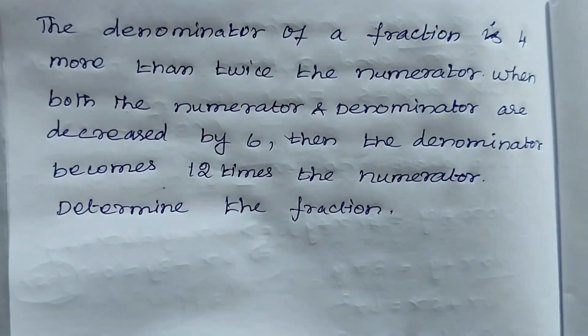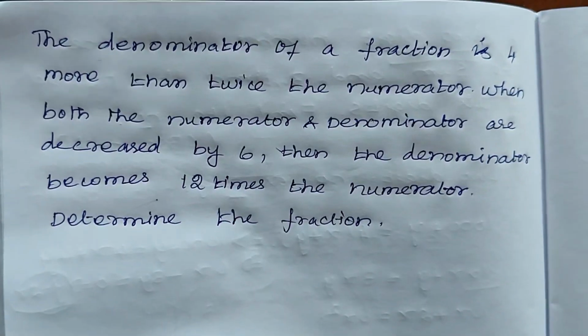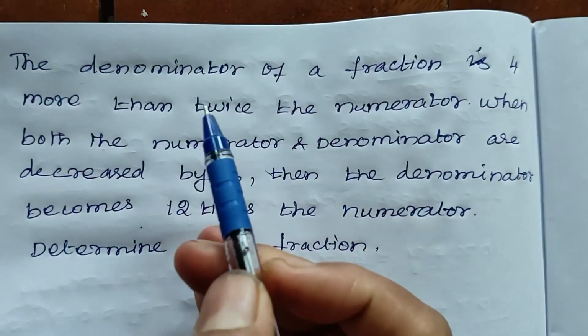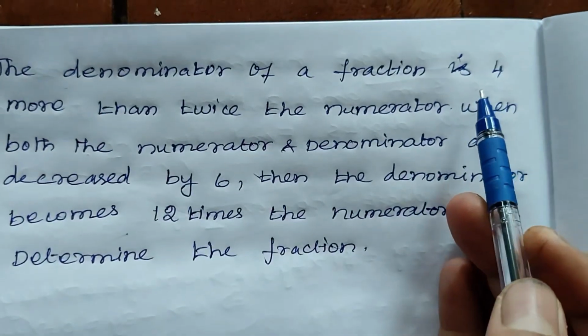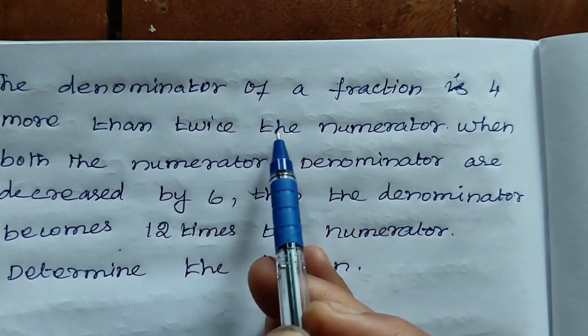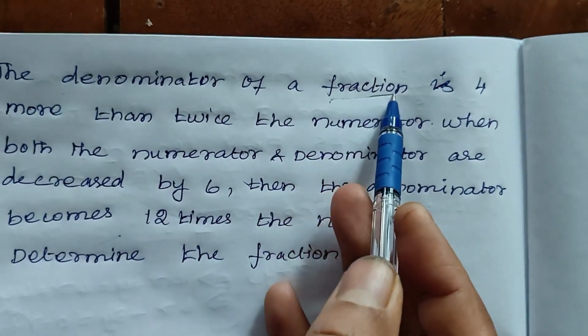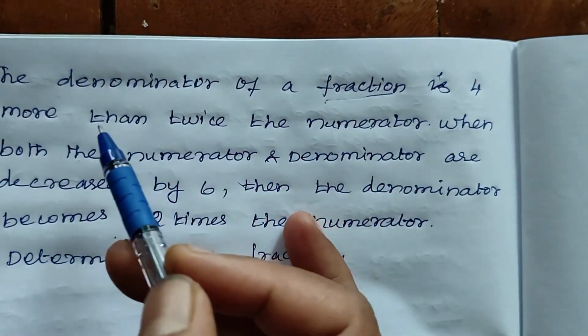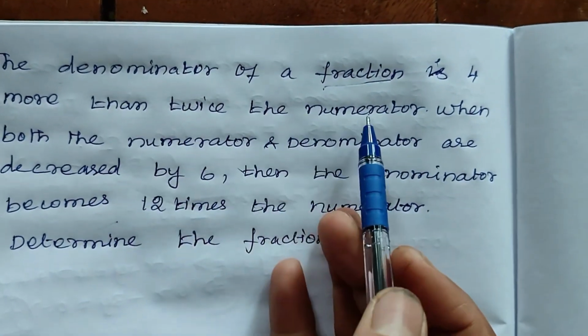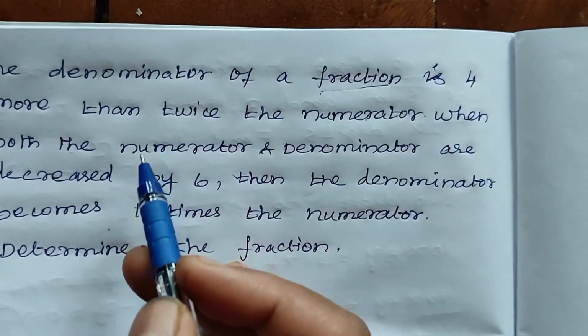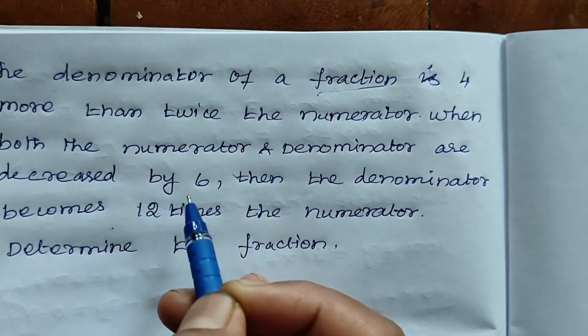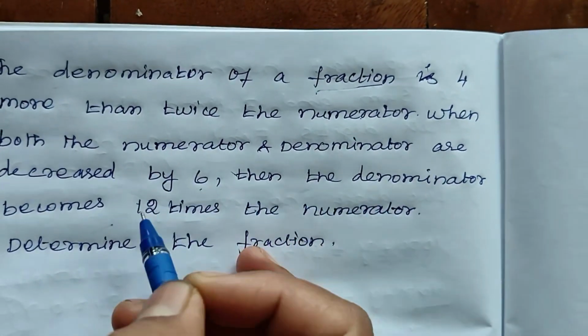I am going to teach for 10th standard. The problem is: the denominator of a fraction is 4 more than twice the numerator. When both the numerator and denominator are decreased by 6, then the denominator becomes 12 times the numerator.